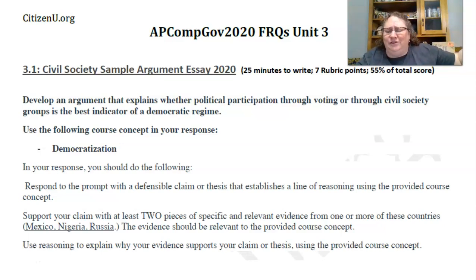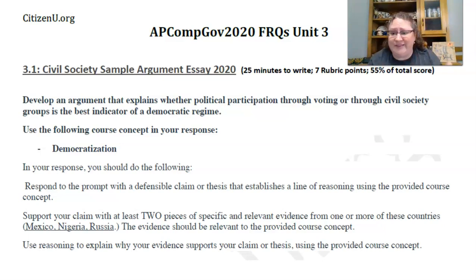70 years of rule by one party, by the PRI. That wasn't very democratic, and a lot of people were showing up to vote. Just because people show up to vote doesn't make you democratic. Like, I wish China was on here, right? They're not. So I would use Mexico to show how they're increasing their civil society, which makes them more democratic.